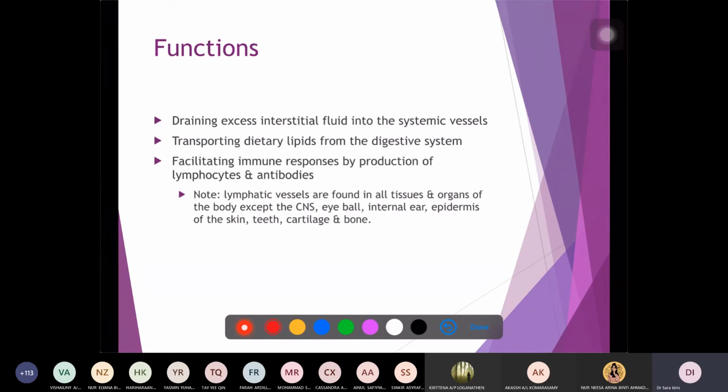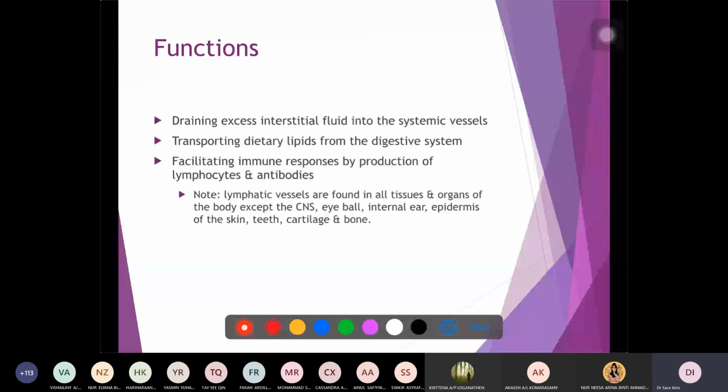It also helps to transport dietary lipids from the digestive system. This is important in your digestive area. And it facilitates immune response, because you have your lymph nodes, which is where you have your lymphocytes and the production of antibodies in the area. So these are the three main functions of your lymphatic system.